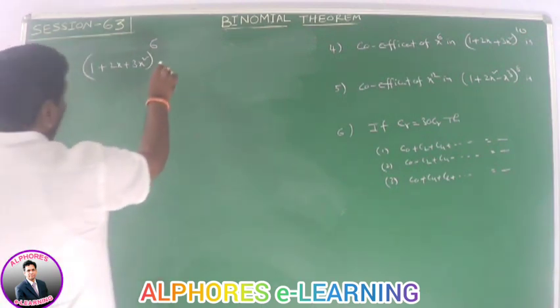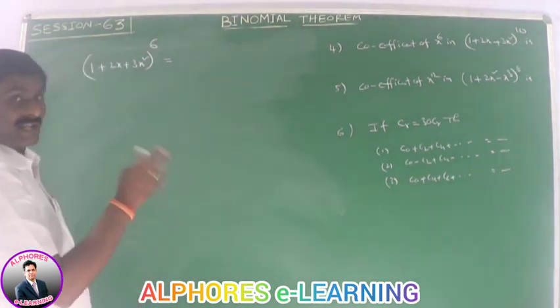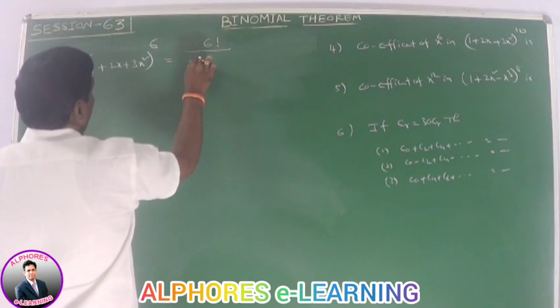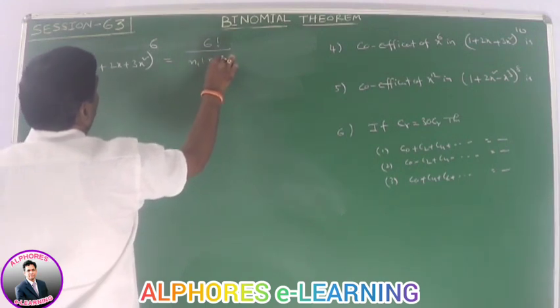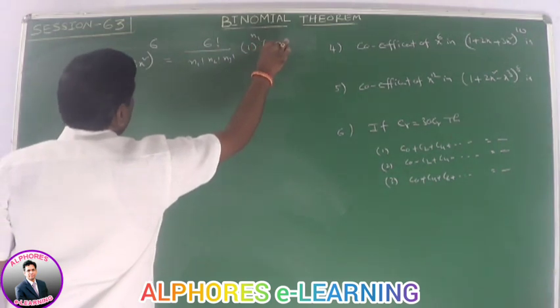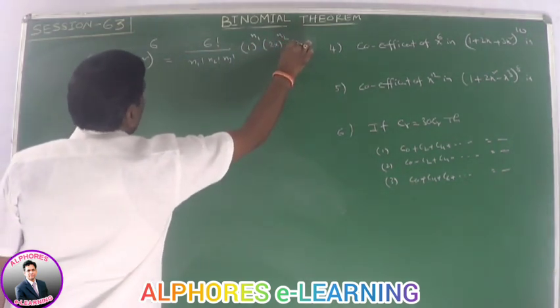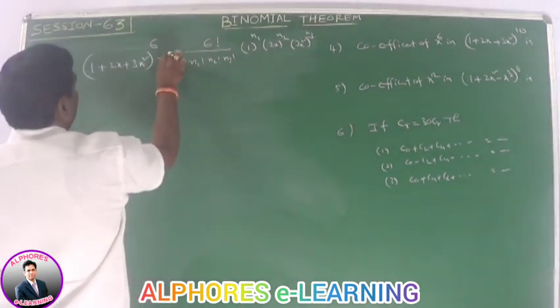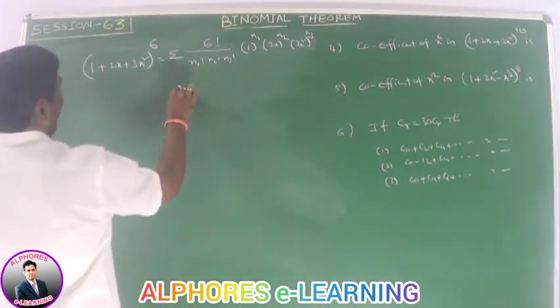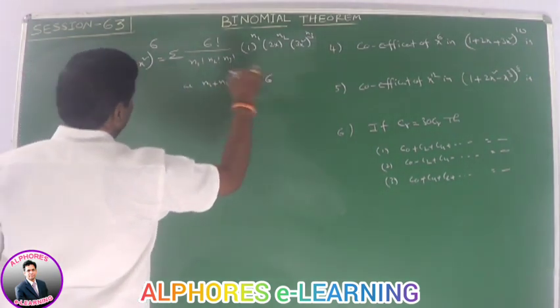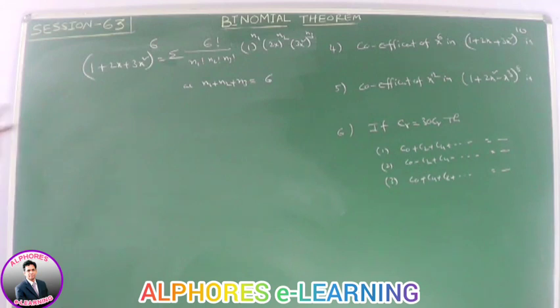What is this expansion? n factorial by n1 factorial into n2 factorial into n3 factorial. That means 6 factorial by n1 factorial into n2 factorial into n3 factorial, into 1 power n1, into (2x) whole power n2, (3x²) whole power n3. It is the expansion sigma of, please note that value, where n1 plus n2 plus n3 must be 6. It is the expansion.